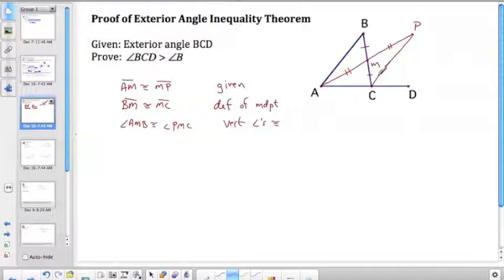So we can say that triangle BMA is congruent to triangle CMP. And that's by SAS. So what that means is that this little angle 1 right here that we're adding is congruent to angle B by CPCTC.